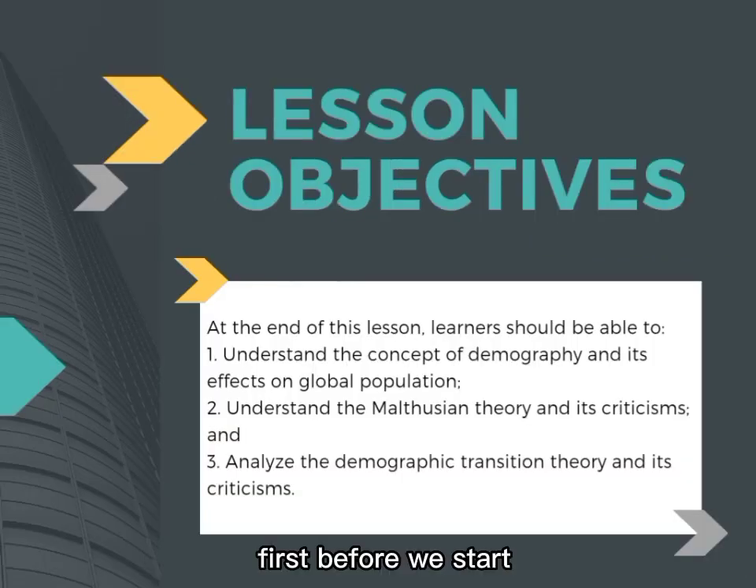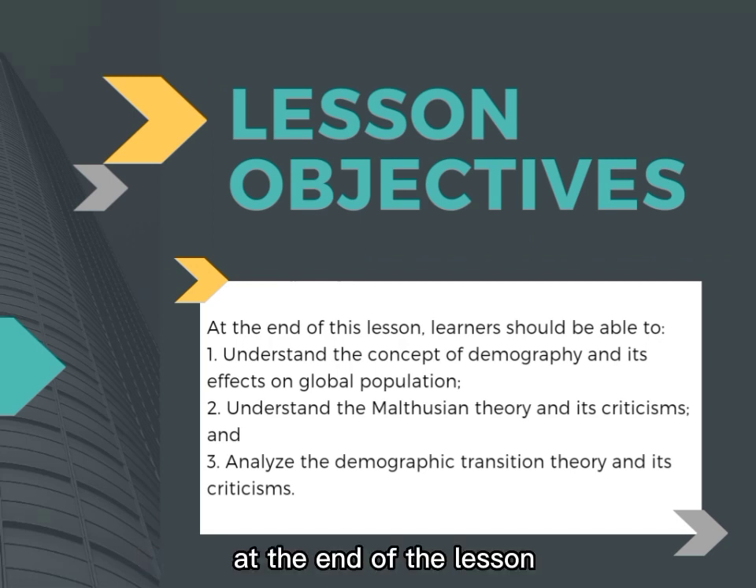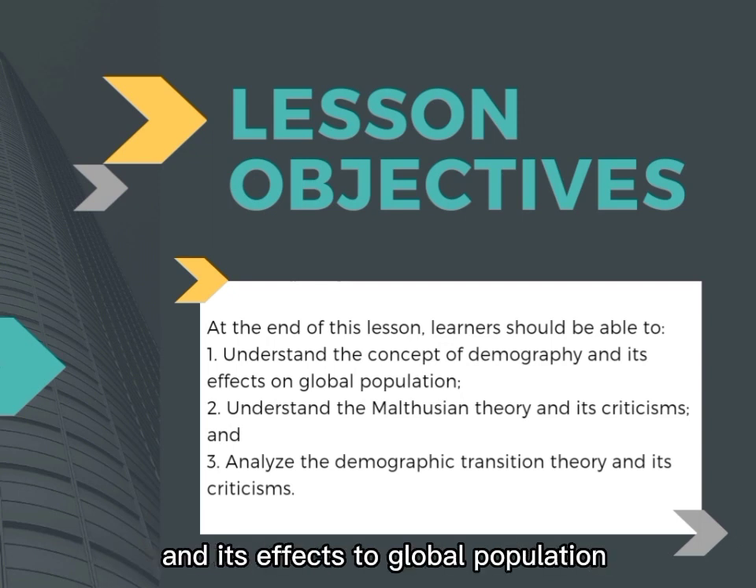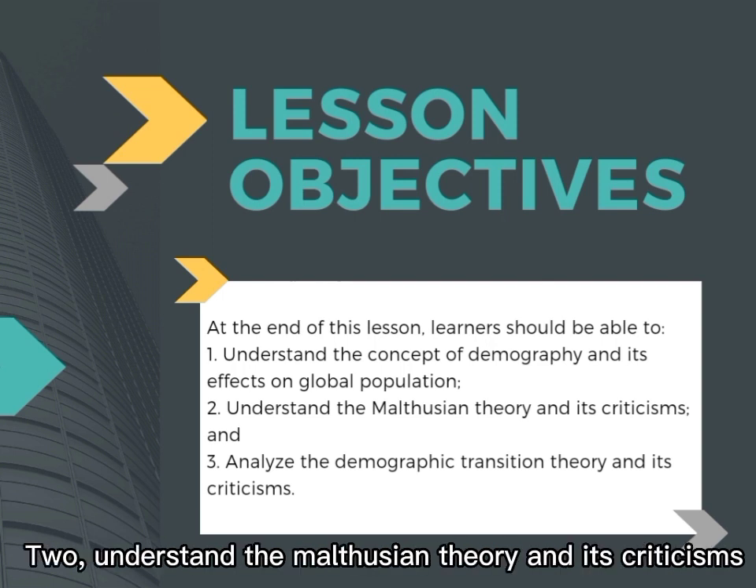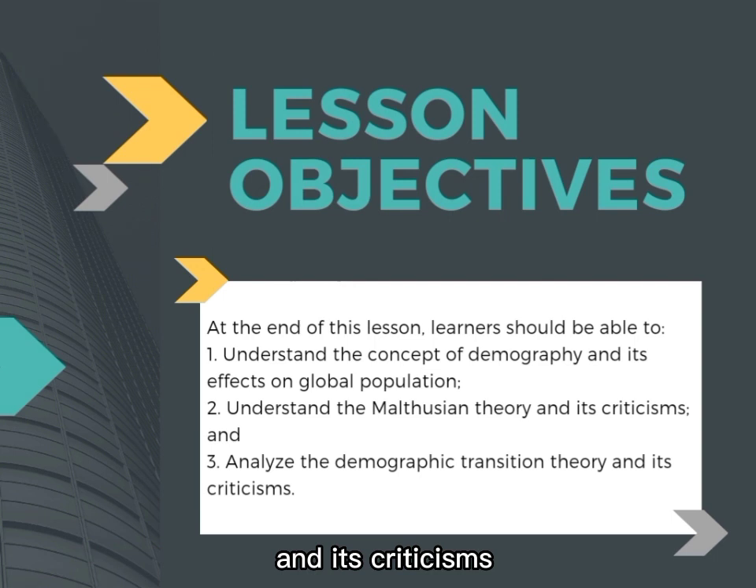First, before we start, let me explain the lesson objectives. At the end of the lesson, you should be able to: 1. Understand the concept of demography and its effects on global population. 2. Understand the Malthusian theory and its criticisms. And 3. Analyze the demographic transition theory and its criticisms.